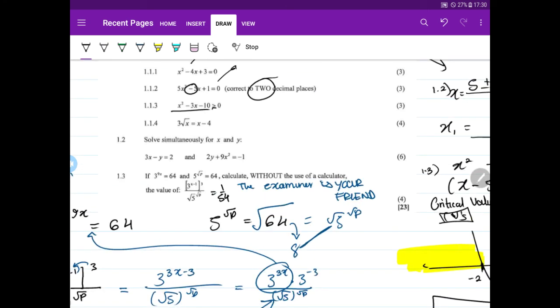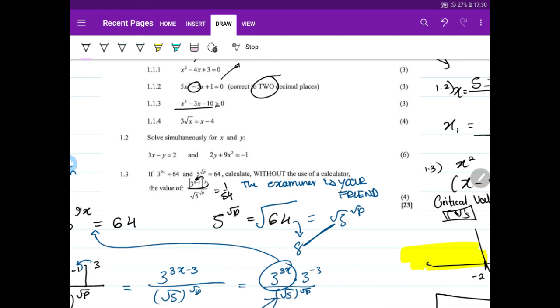So what did they want to see? They wanted to see you put that exponent in there. They wanted to see you split this up, and they wanted to see if you could find the relationship between that 3 to the 3x and this 3 to the 9x. Then they wanted to see if you could spot the relationship between root 5 to root p and 5 root p. And look what a nice number they give us, 64, which you can find the cube root of, as well as the square root of. So, yeah, it's kind of a pleasant question.